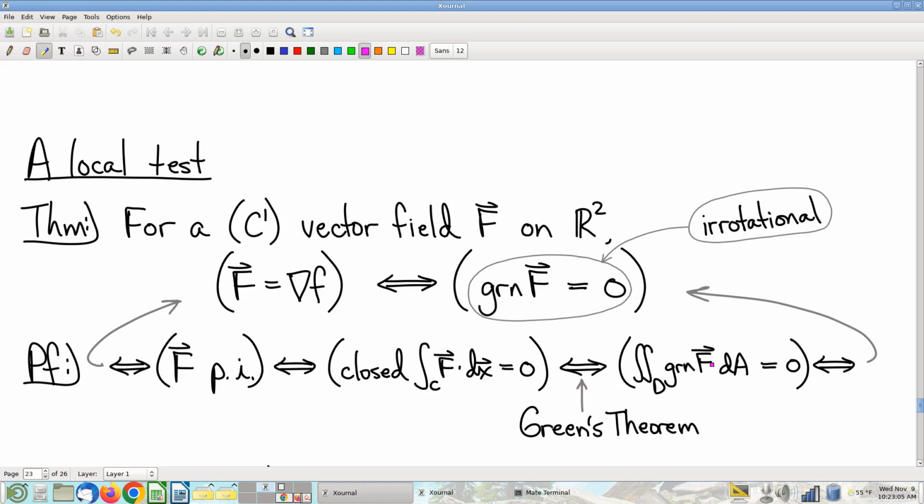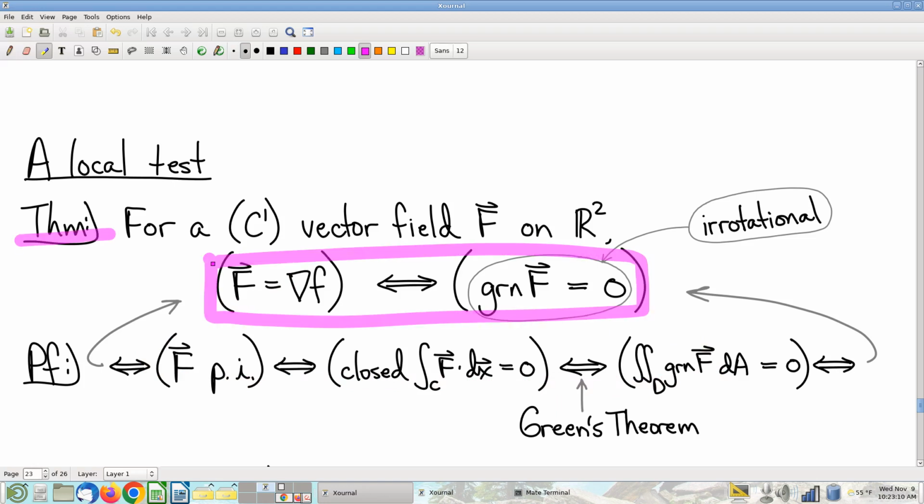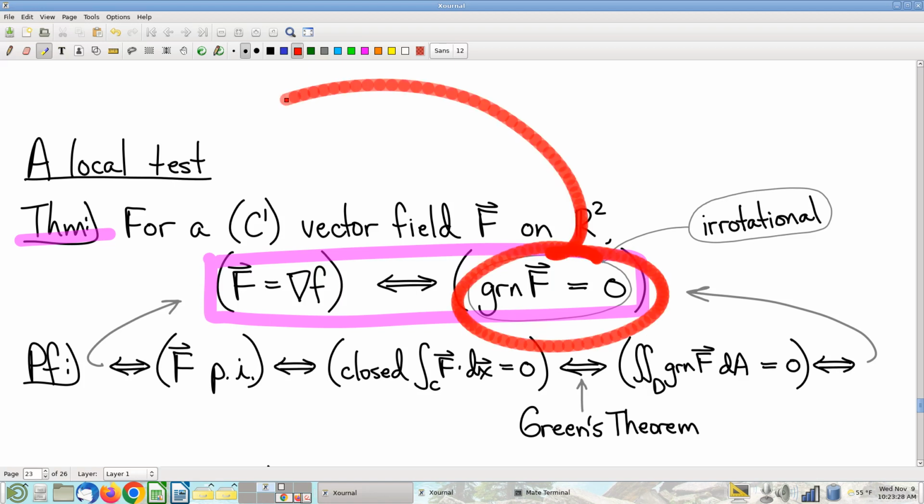Okay, so now let me point out that if I connect the dots like that, then the nice conclusion, and what we're going to really think of as being the theorem here, is this right here. The state of being a gradient of something is simultaneous, regularity issues aside, with Green's operator always being zero. And so this is what I like to call the local test. I call it a local test because it is something that you compute locally, right? You compute the value of Green's operator at a point.